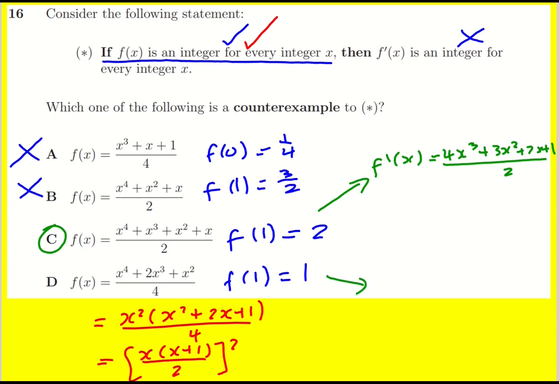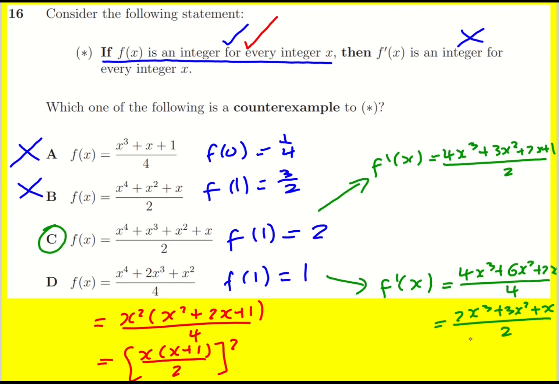Let's, for fun, just prove that the derivative of D is always an integer. So differentiating gives 4x cubed plus 6x squared plus 2x over 4. That will then become 2x cubed plus 3x squared plus x over 2. I could separate the fractions. So it's 2x cubed over 2, which just becomes x cubed, plus 3x squared plus x over 2. I could factorize out the x to give me 3x plus 1 over 2. So this part is always an integer.